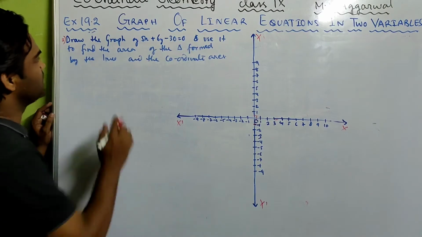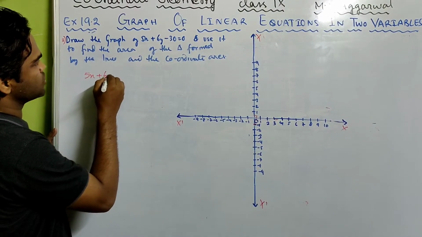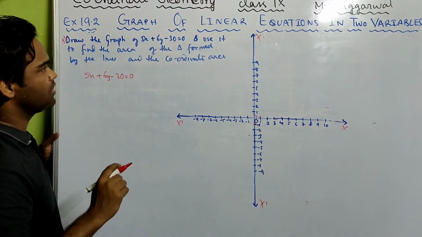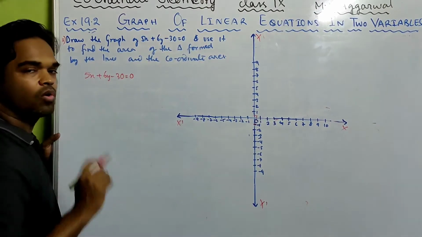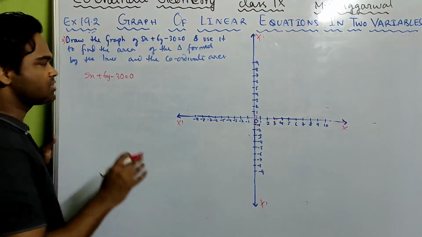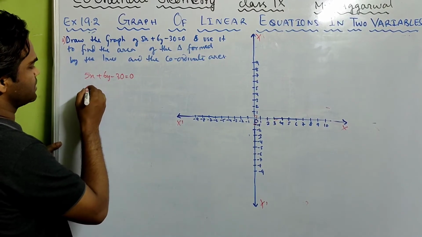Now look at sum number 3. Draw the graph of 5x plus 6y minus 30 equals 0 and use it to find the area of the triangle formed by the line and the coordinate axes. First you will draw the line. Make x or y the subject. So we'll make y the subject.